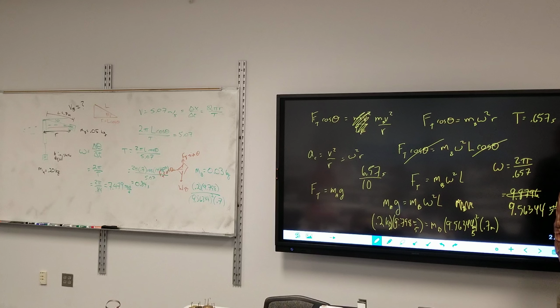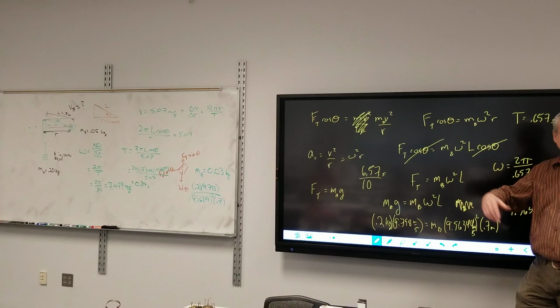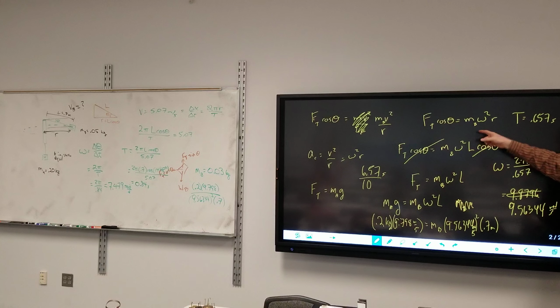So the alternate way of solving was using alpha or omega. Just use omega squared r. It depends on what you're trying to find. If I'm trying to find speed, v squared over r makes sense. If I'm trying to find mass or something other than speed, the advantage of this is that the cosine theta will go away, so you would use that, probably for this type of problem.